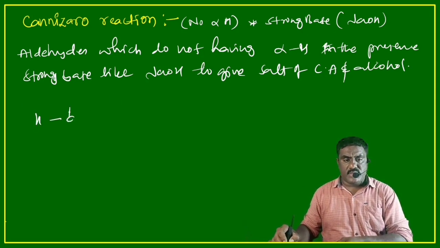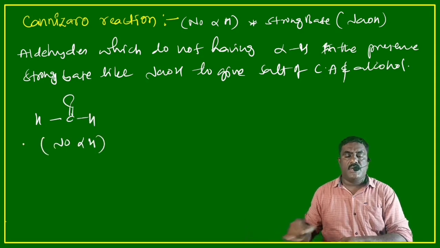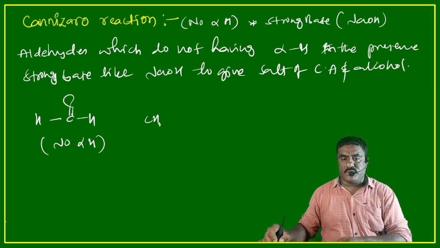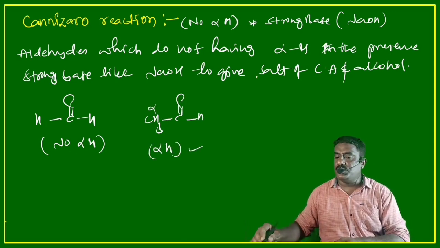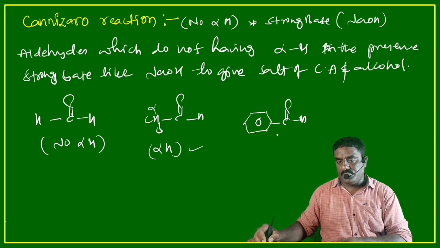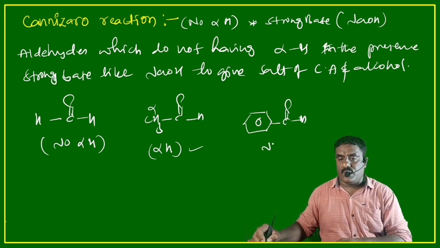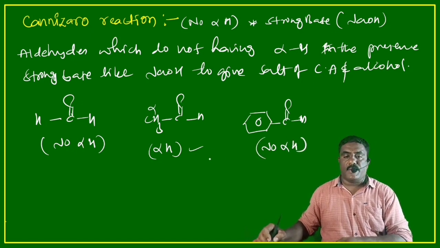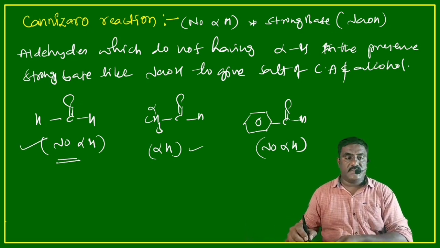For example, HCHO, a C double bond O with H. It has no alpha hydrogen, so it can undergo the Cannizzaro reaction. CH3CHO has an alpha carbon and alpha hydrogen, so it does not. Have a look at this example: C double bond H with no alpha hydrogen undergoes the Cannizzaro reaction.